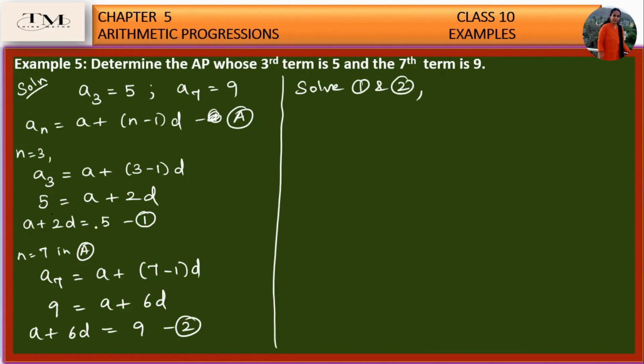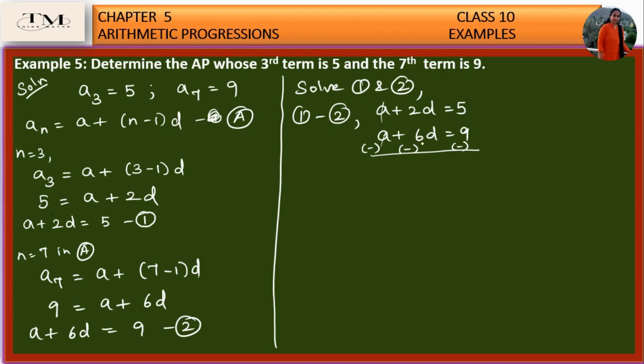So how can we solve? Here you can use the elimination method. The coefficient of A is the same, so if you subtract, A will be eliminated. So A plus 2D is equal to 5. The second equation is A plus 6D is equal to 9. So I am subtracting. When you subtract, the signs will change. So this plus will become minus. Here also the positive sign will become negative. So A minus A gets cancelled.